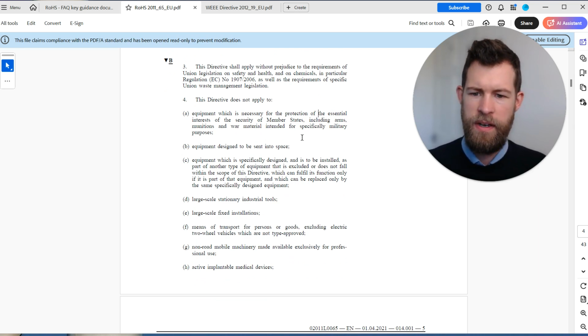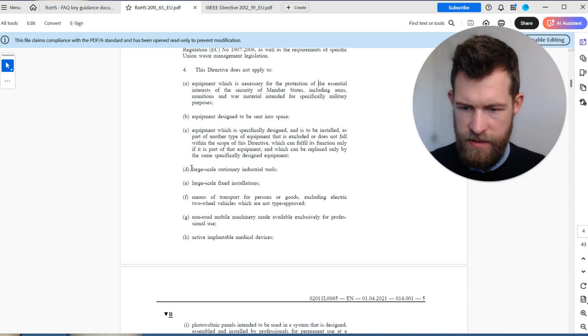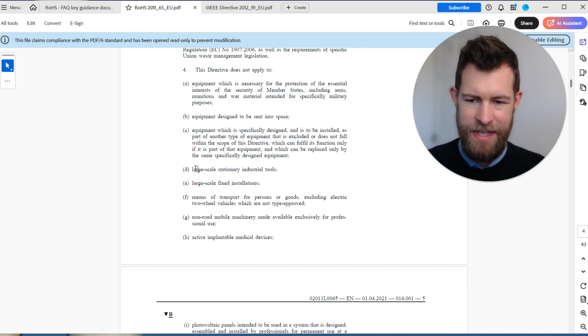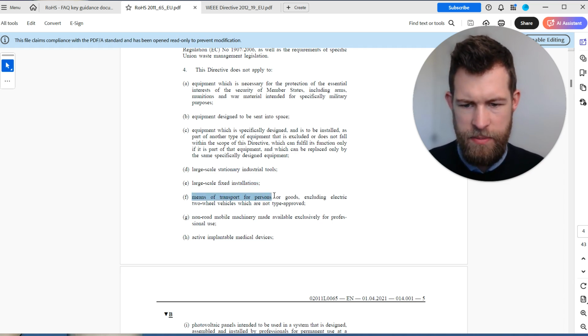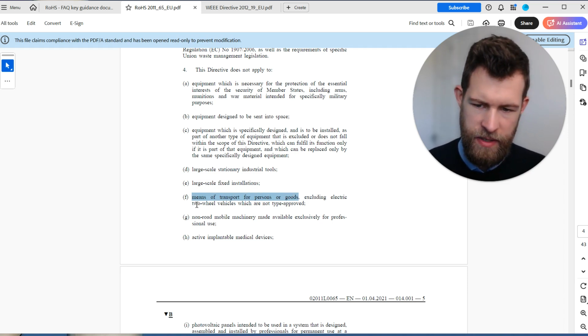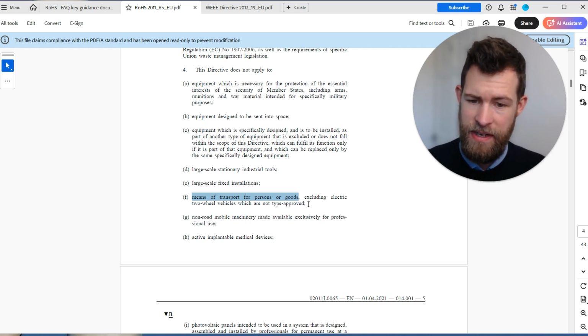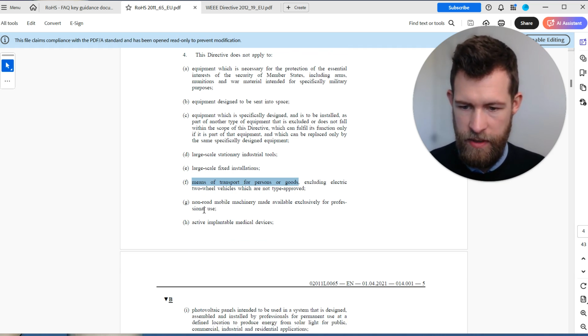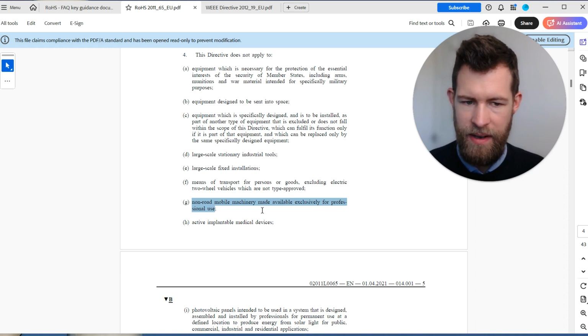You know, we're talking about CE marking, typically talking about end users or manufacturers of machinery. So where are we? There's a couple that are potentially applicable. Large-scale industrial tools are excluded. Large-scale fixed installations are excluded. Means of transport for persons or goods, however, excluding electric two-wheeled vehicles which are not type approved. So that's things like electric scooters or e-bikes, so they are included in the scope. The other one is non-road mobile machinery made available exclusively for professional use. So there are three items here which might be applicable if you are a machine builder.